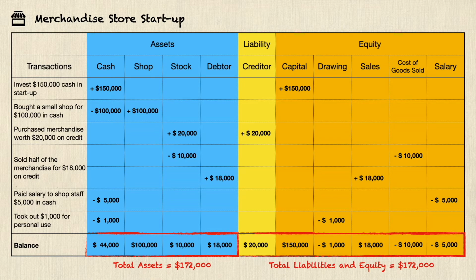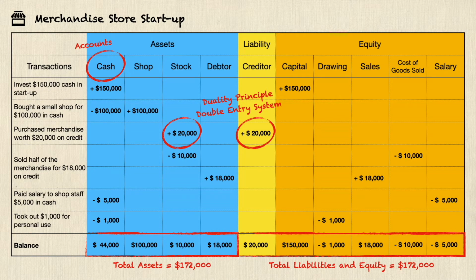Now, a few additional comments on the worksheet before we move on. Each of the columns that represents a description of the different elements of the accounting equation is what we call an account. In order to conform with the accounting equation, you will note that for every transaction, there will always be at least two equal effects on the elements of the accounting equation. This rule is called the duality principle or the double entry system.